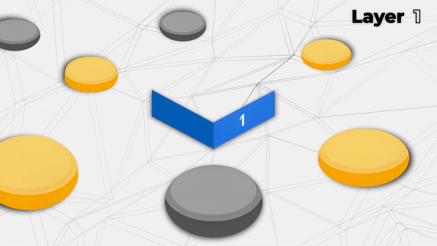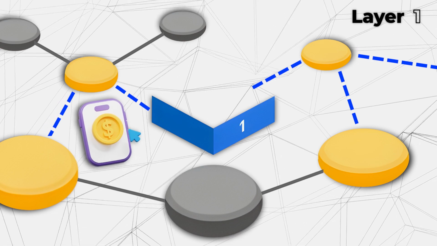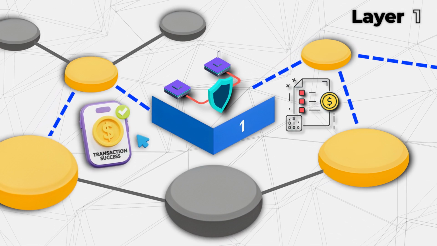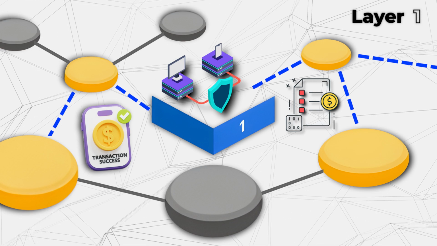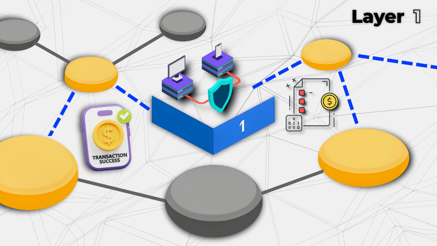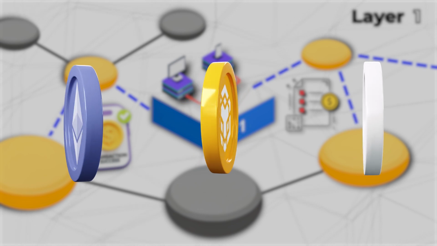Layer 1 is the foundation of any blockchain. It is the layer where all transactions take place, smart contracts are created, and the security of the network is maintained. All transactions are performed directly on the network itself, without any third-party solutions. Ethereum, Solana, BNB chain are examples of layer 1 blockchains.